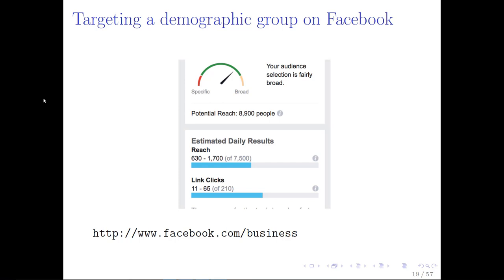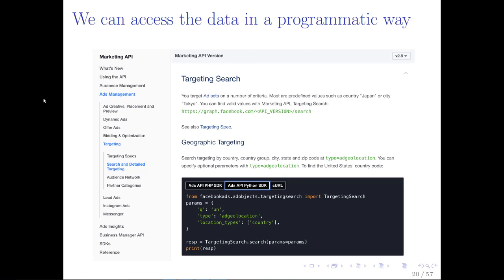Okay, so we could look at this data, and if we had to do it manually, it would be a little bit tedious, but luckily Facebook has an API, a marketing API that is fairly well documented, and so we could actually extract the data fairly quickly. And so we got some data, and then we decided to compare that data with the American Community Survey.